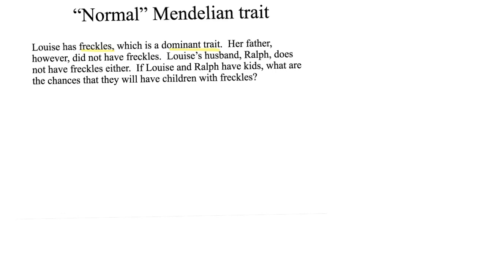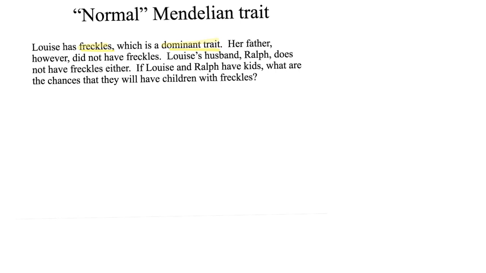It says Louise has freckles, which is a dominant trait. Her father, however, did not have freckles. Louise's husband, Ralph, does not have freckles either. If Louise and Ralph have kids, what are the chances that they will have children with freckles? Okay, so here, I always find that it's helpful to underline the important information. It tells you in the first sentence that freckles is the dominant trait, and we'll need to keep track of that. And the question has to tell you what the dominant allele is, otherwise you would just be guessing. So freckles is the dominant allele.